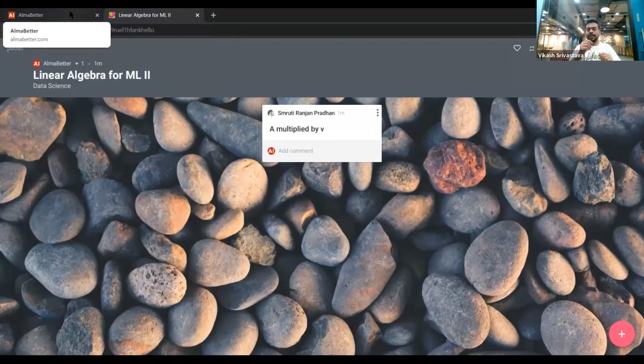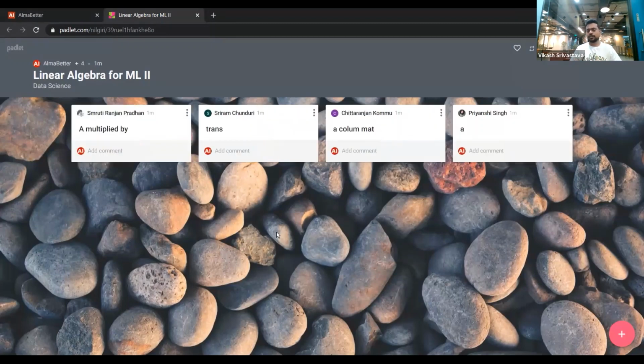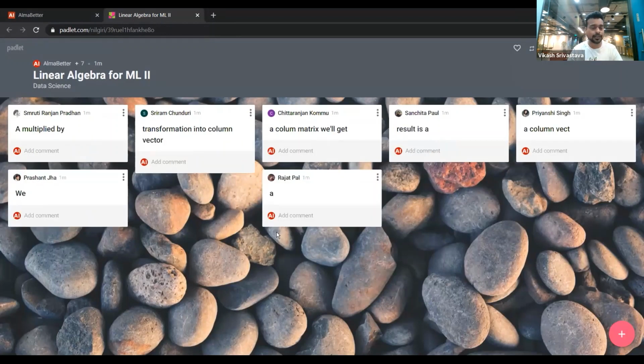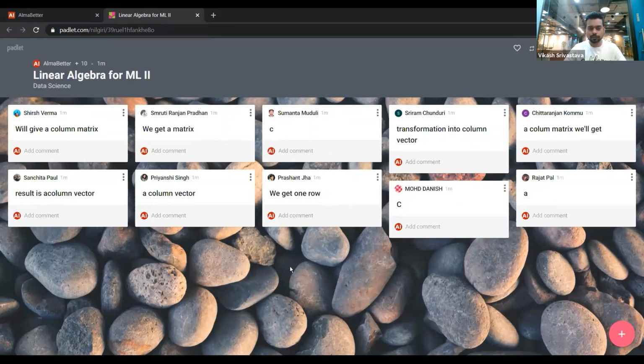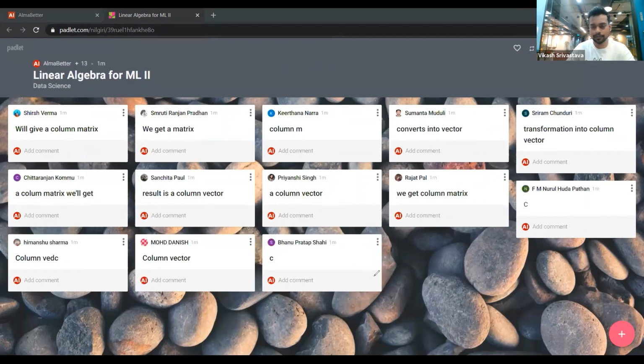Whenever we multiply A with V, what happens? What is the change that I can observe? Shriram is saying the transformation into a column vector. A column matrix will get, of course, yeah. Let me use some other color here. Or maybe I can use yellow.